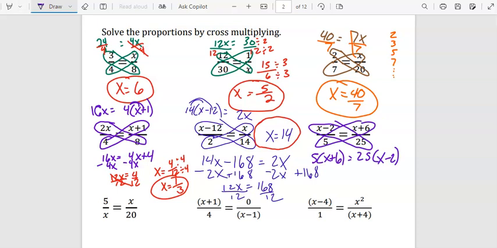So we'll cross multiply. Next one, we have 5x plus 6 equals 25 times x minus 2. Distribute. We get 5x plus 30 equals 25x minus 50. Subtract 5x from each side. Add 50 to each side. 80 equals 20x. Divide each side by 20. And then x equals 4.